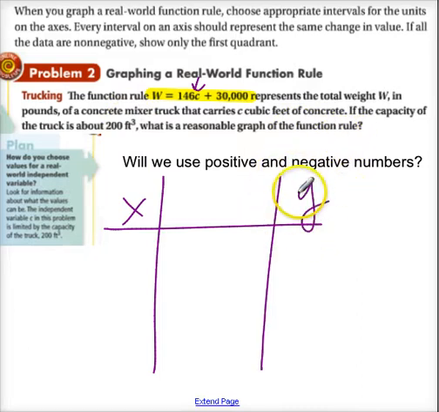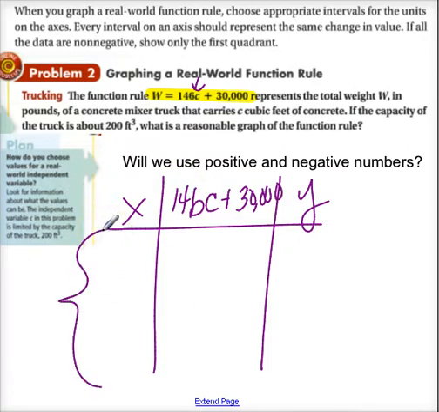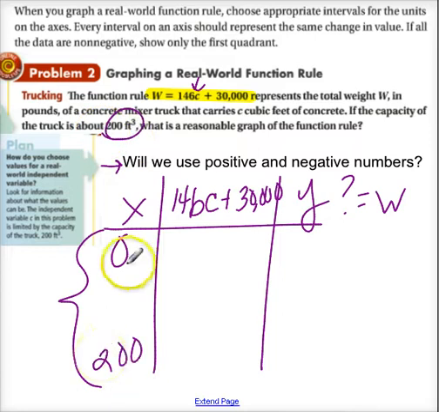So what is a reasonable graph of the function rule? Okay, so I have my xy. My function is 146 times C plus 30,000. I need to think of appropriate x values. So I don't want to start plugging in -3, -2. You have to think, will we use positive and negative numbers? If I'm talking about cement that's going in a truck, we don't have negative cement. So 0 would probably be my minimum. If there was 0 cement in the truck, how much would it weigh? That's what I'm solving for y, the weight. All right, well then what's my max? Well, the truck can only carry about 200. So I can choose numbers between 0 and 200.